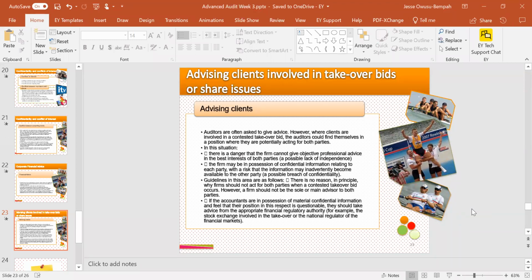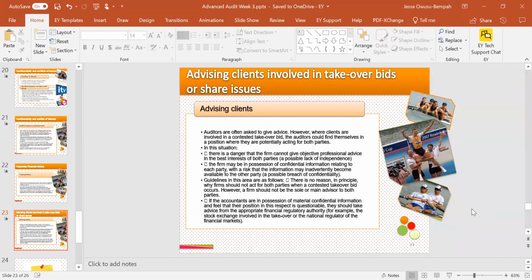So I said here that if the accountants are in possession of material confidential information and feel that their position in this respect is questionable, they should take advice from the appropriate financial regulatory authority. A typical example is the stock exchange involved in the takeover or the national regulator of the financial statements. That's why the regulator is there. If you are faced with situations like this, you go to the regulator and seek advice on the next steps to take.